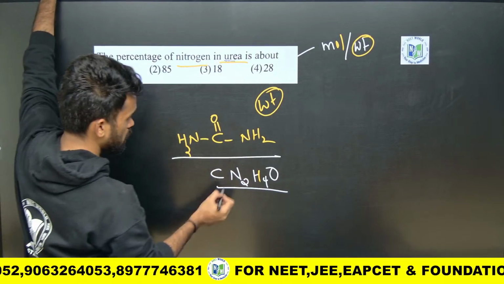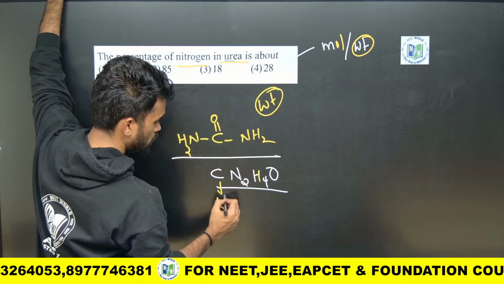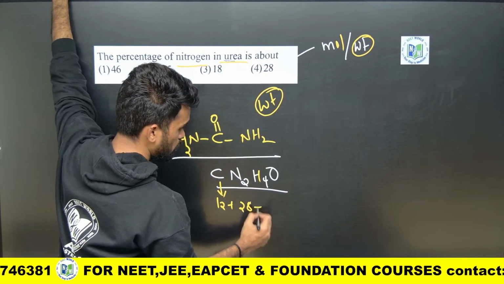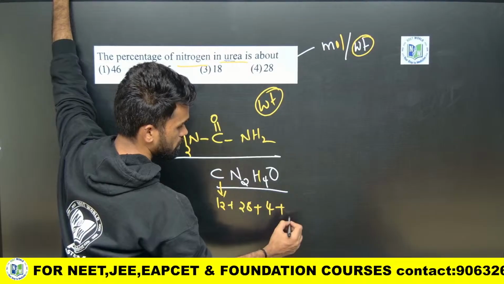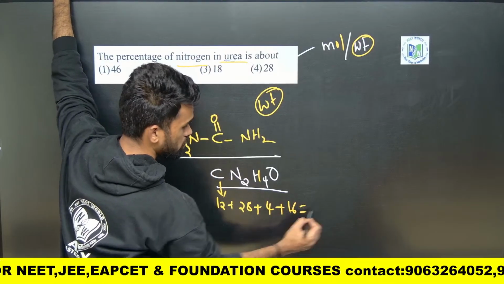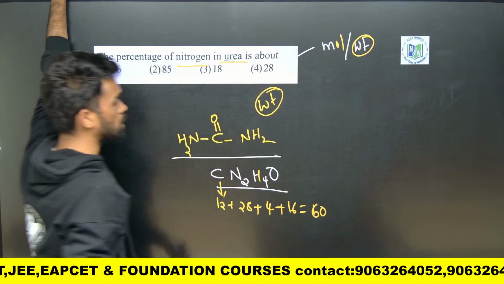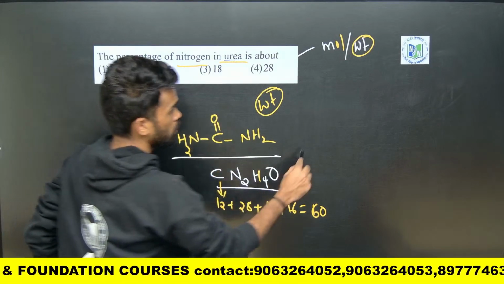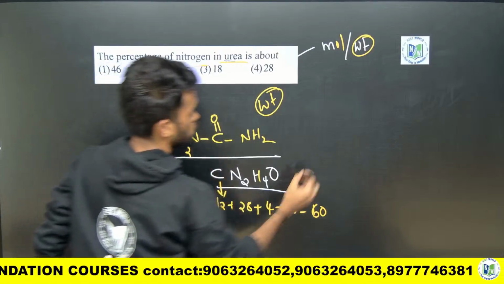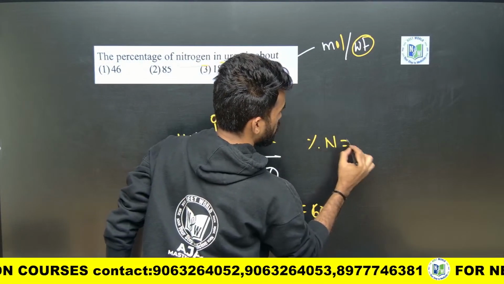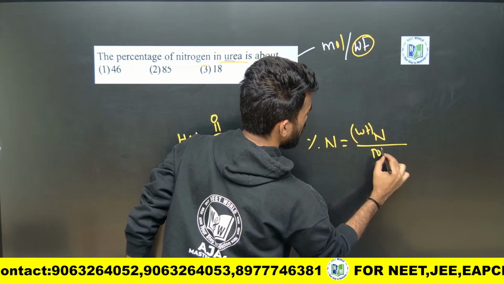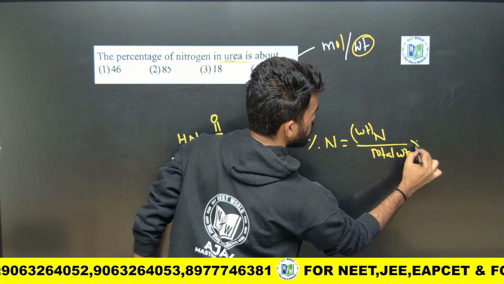Here you can say, C we have 12, plus 14 for each nitrogen, 2 are there, so 28, plus 4 hydrogens is 4, and oxygen 16. If you sum this up, you will get 60. What is the molecular weight of urea? 60. So out of this, I am asking in the question, the percentage of nitrogen. So percentage of nitrogen by weight is the weight of nitrogen by total weight into 100, right?